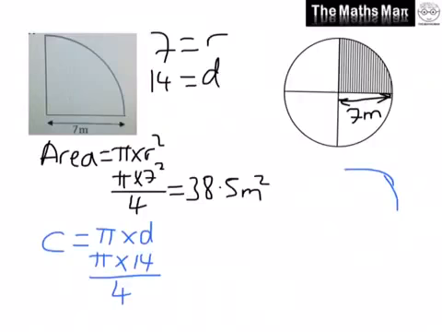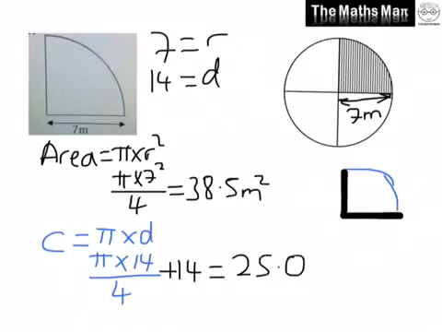We still need to add in this part and this part. That value is 7 and another 7. So it's the same as just adding the diameter again. So we need to plus 14 to our final answer. And if you put that into our calculator, that will come out as 25.0. And this time our units are just meters, because it's a length that we are finding.